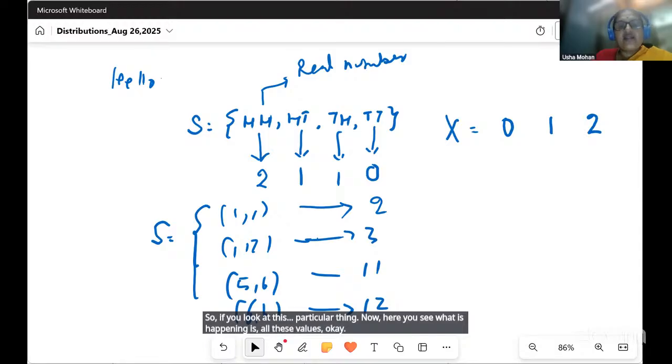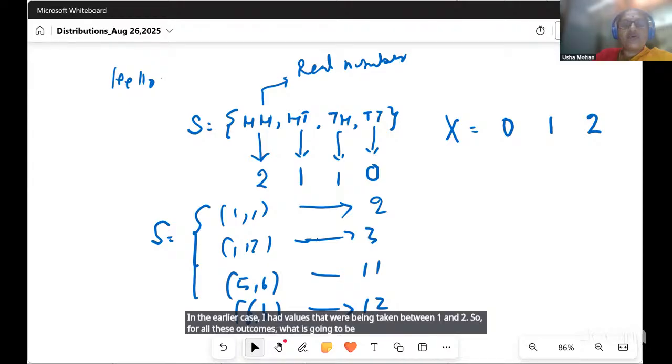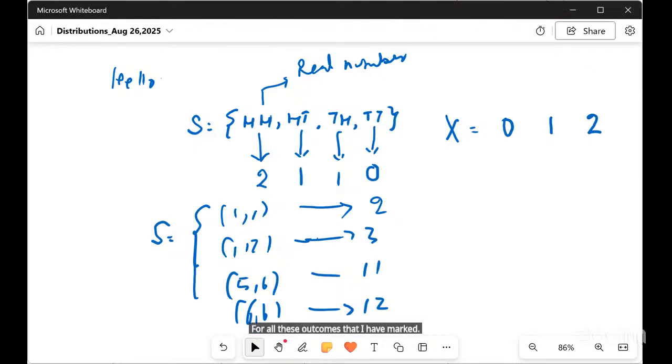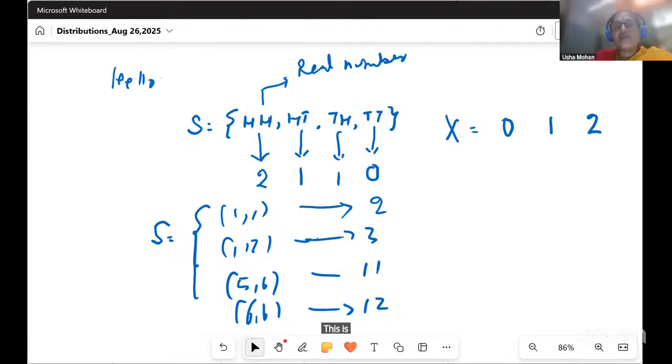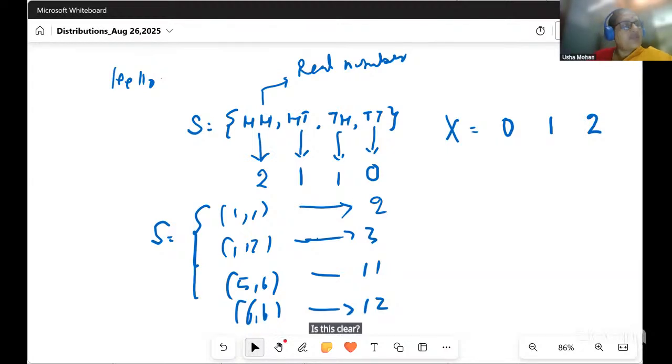In the earlier case, I had values that were being taken between 2 and 12. So for all these outcomes that I have marked, what is going to be the value of y? For these outcomes, it is going to be 1. This is going to be 2. These outcomes, it's going to be 3. These outcomes, it's going to be 4. These outcomes, it's going to be 5. And this outcome, it is going to be 6. Is this clear?